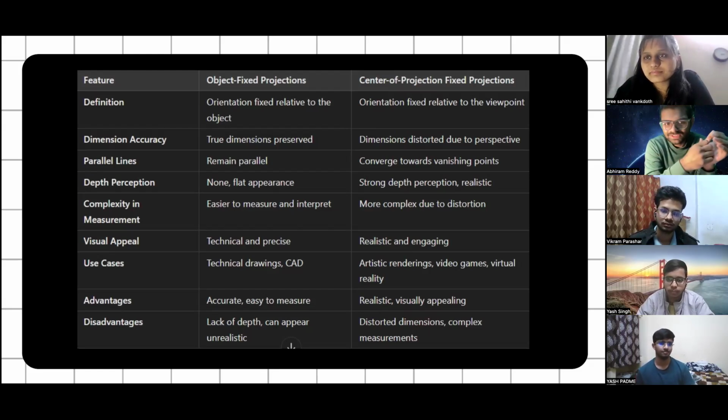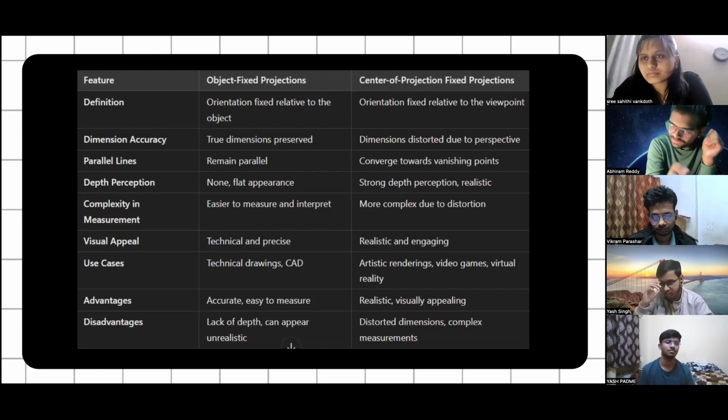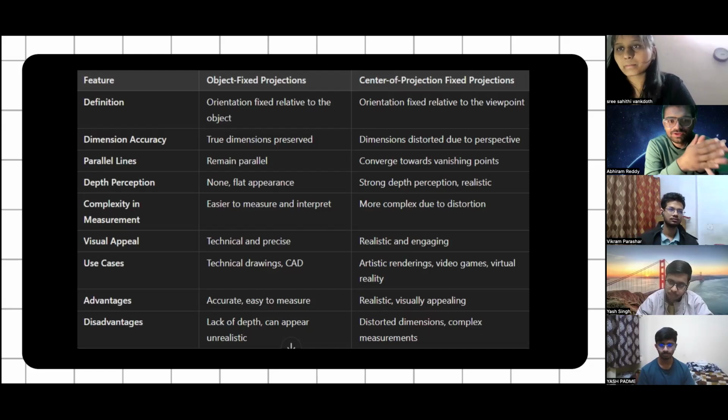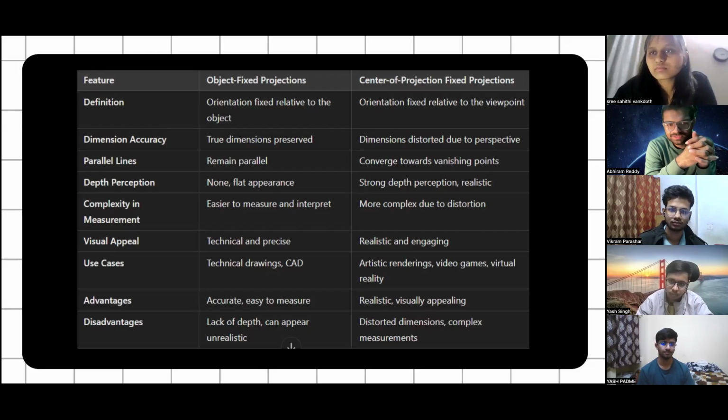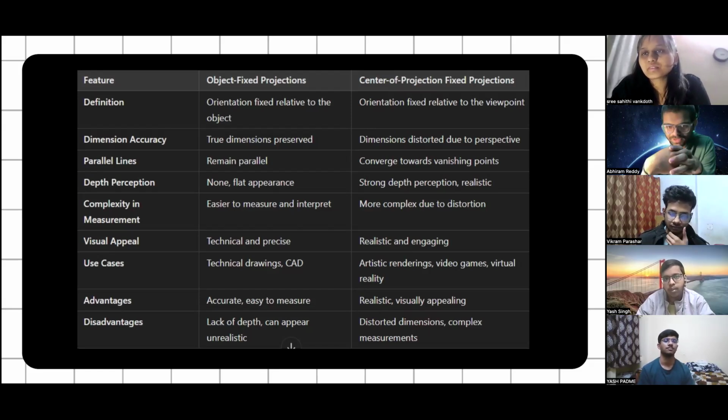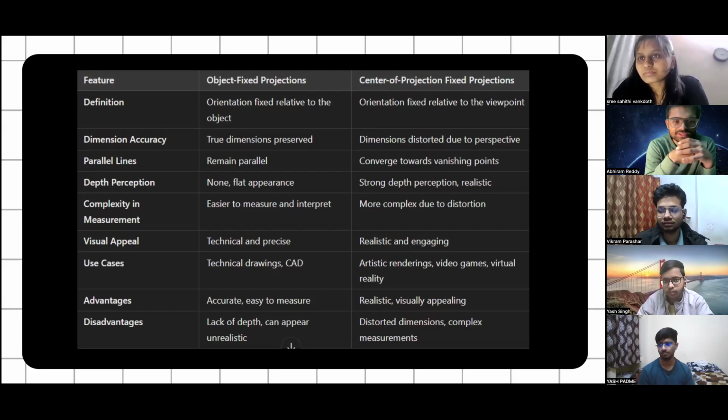And dimension accuracy, as I discussed: in object fixed projections, the measurement is simpler due to the true dimensions being preserved, while the true dimensions are distorted due to the parallel lines converging to a single point. And parallel lines remain parallel in object fixed projection, and they converge to vanishing points in center of projection fixed projection. And depth perception is absent in object fixed projection and present in center of projection fixed projection. And the complexity in measurement, as I've said earlier, it's easier to measure in object fixed, and more complex to measure due to distortion in center of projection fixed.